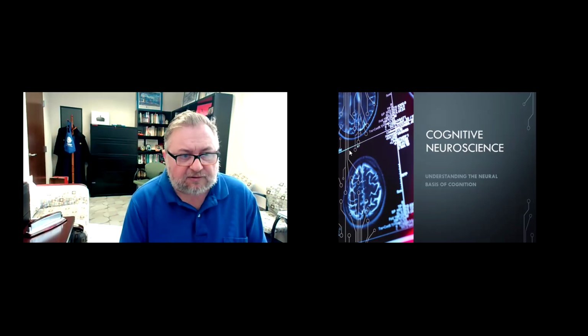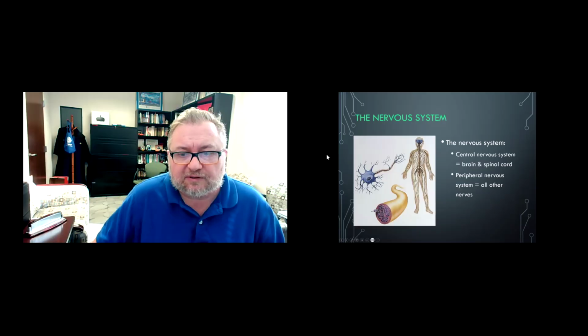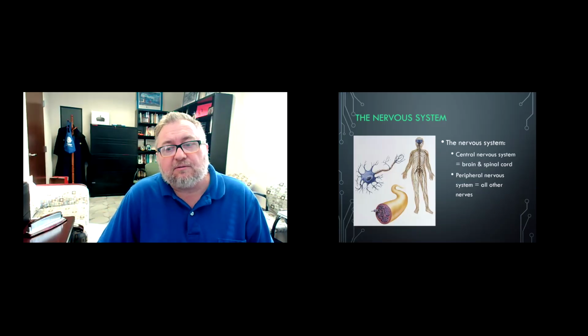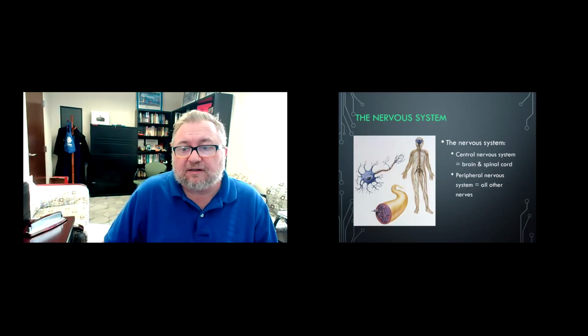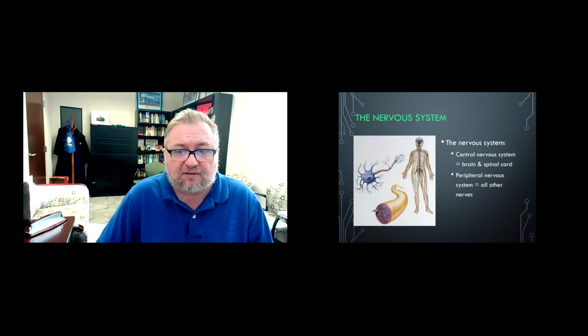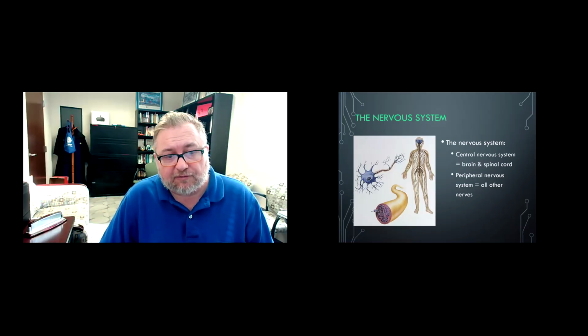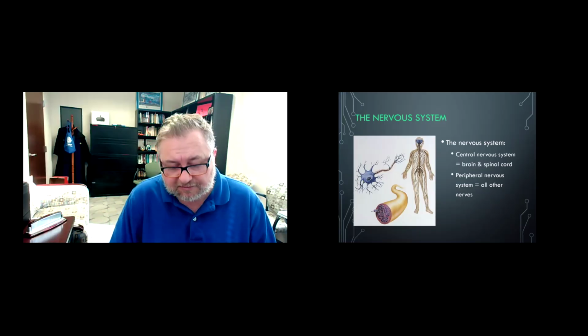But first things first, we're going to start with the nervous system. So you should hopefully know the basics here, right? You know that the nervous system is divided into the central and peripheral nervous system. Central nervous system is defined here as the brain and spinal cord. The peripheral nervous system is kind of everything else.